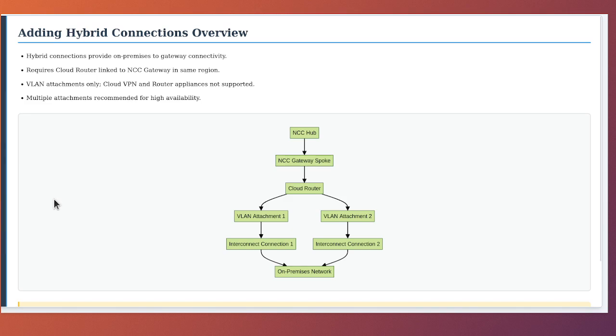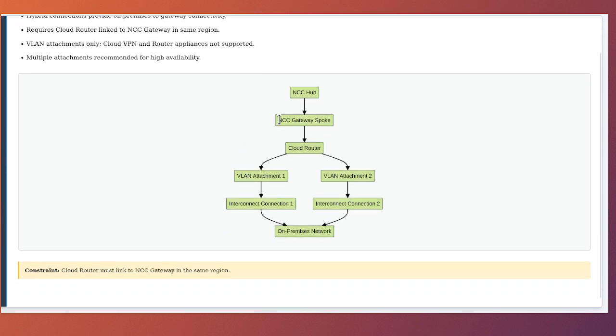The NCC Gateway spoke attaches to the hub. The Cloud Router links to the NCC Gateway in the same region. VLAN attachments connect to the Cloud Router and provide paths to your on-premises network through Cloud Interconnect. There are important constraints to understand. The Cloud Router must be associated with an NCC Gateway in the same region. Only VLAN attachments created with a Cloud Router linked to an NCC Gateway become part of the Gateway spoke. You cannot attach Cloud VPN tunnels or router appliances to NCC Gateway spokes. Only VLAN attachments are supported.